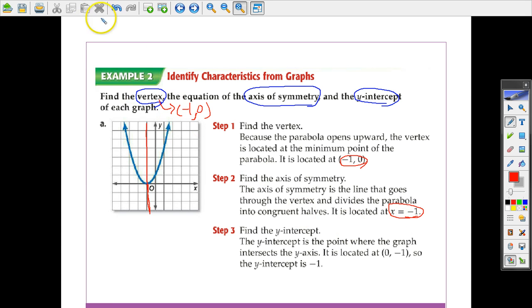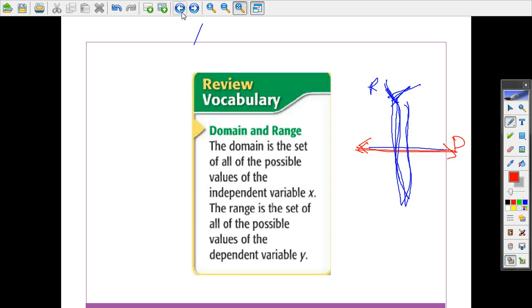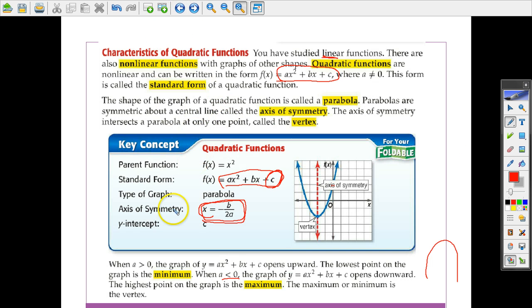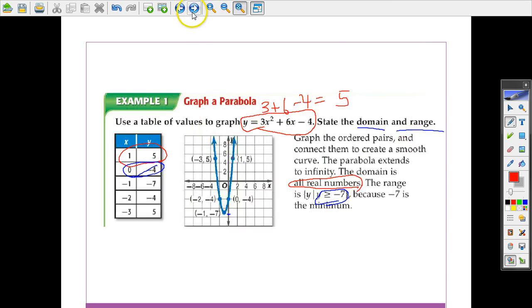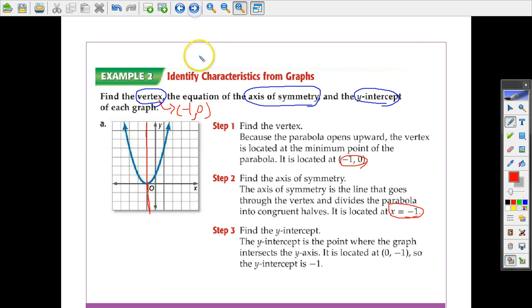Okay, but if you can't tell, let's go back. The axis of symmetry here, x equals negative b over 2a. Okay, so this is going to be negative b over 2a if you have the equation. Okay, right now we don't know what the equation is, so we're going to just stick with negative 1. Okay, so this answer here is negative 1. Oh, x equals, sorry. All right, y-intercept is where it meets the y, right here.